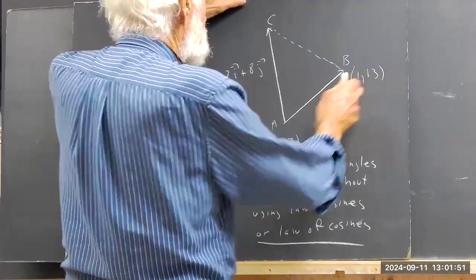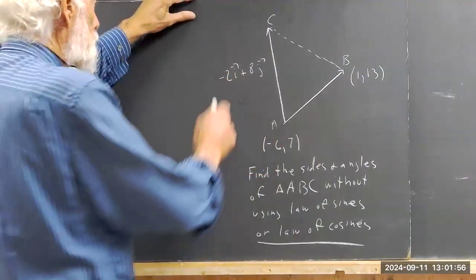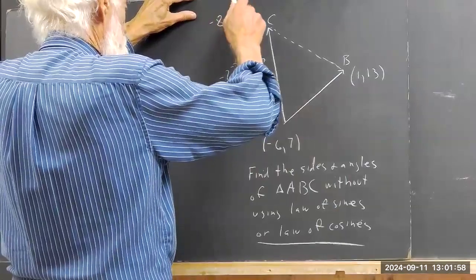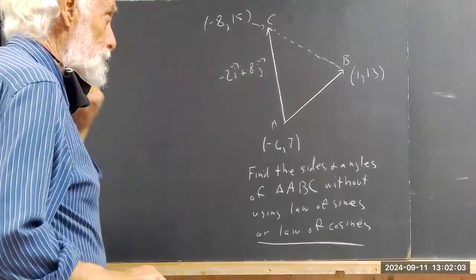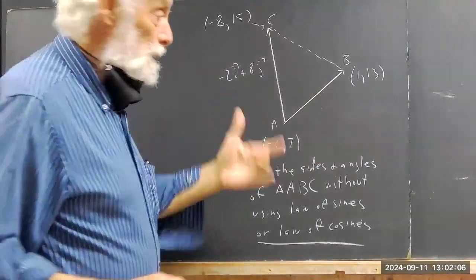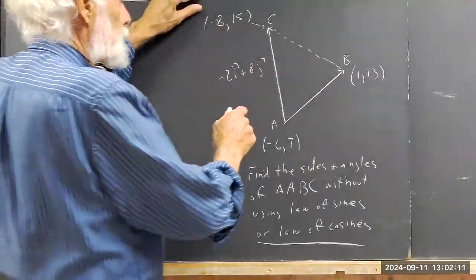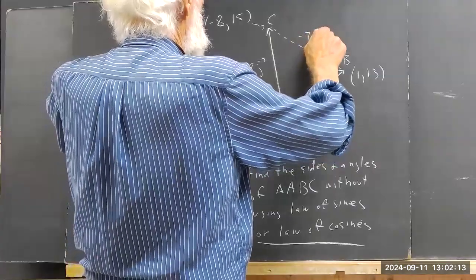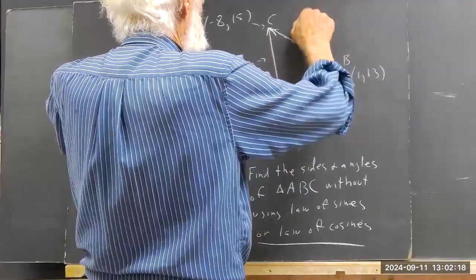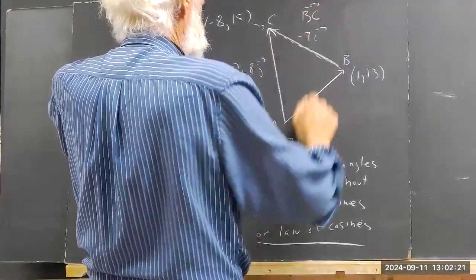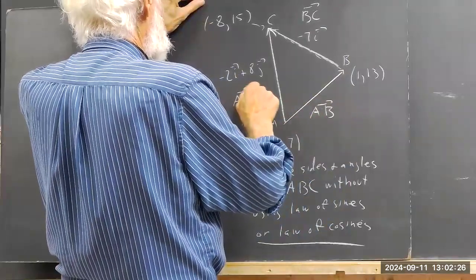So this is 1,13. Start from -6,7, go -2i plus aj. I think you end up with -8,15. That's your point C. You agree? All right. And then from 1,13 up to -8,15 is -7i. So I'll just make this a little vector, and I'll call this vector BC for reference. Call this vector AB. Call this vector AC.